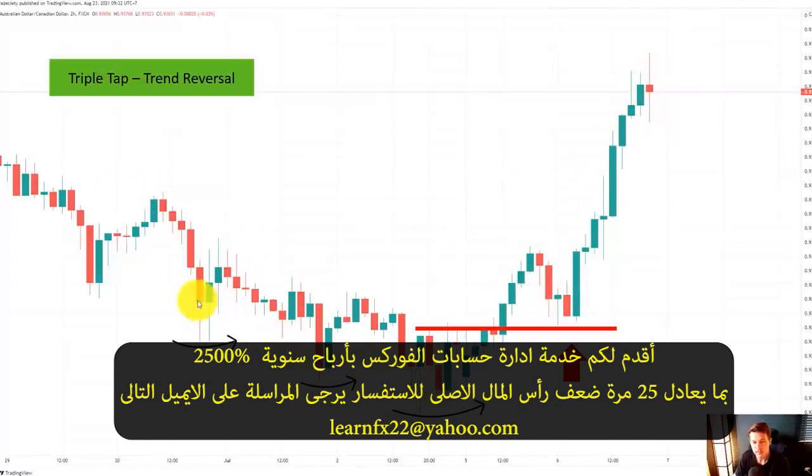So the triple tap is your signal or indication that the trend that has been going on is weakening. And then you can look for signs for breakouts, pullbacks, and those often help you time trades into the new trend.